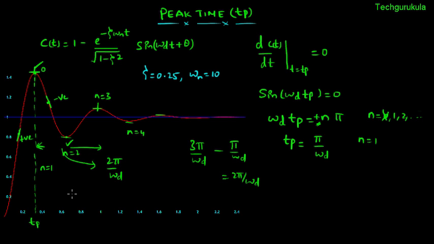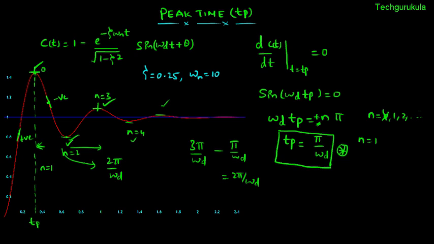So when a peak time is asked, we should be substituting n equals 1, and the peak time will be pi by omega d. If it is asked what is the time at which you get the second peak, you need to substitute n equals 3 because you're getting the second peak. So this is low. You can calculate for different lows and different highs and so on.